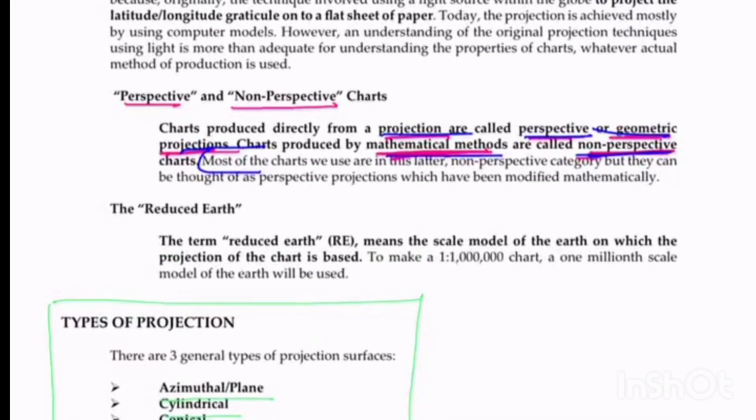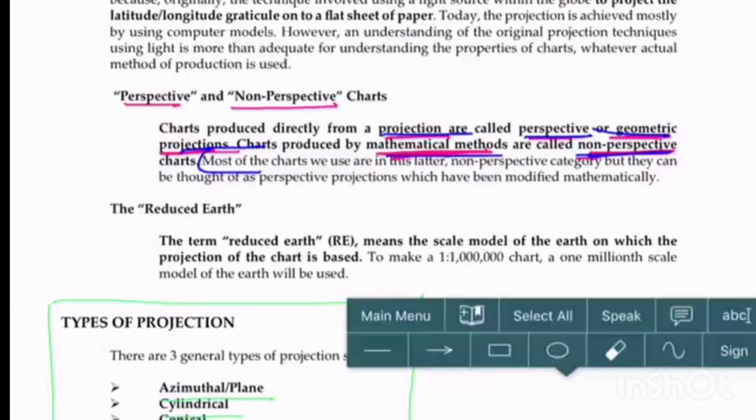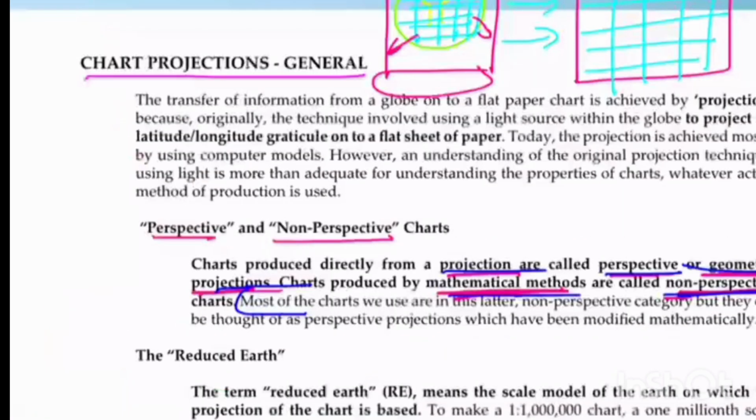Perspective and non-perspective charts. Charts produced directly from a projection are called perspective or geometric projections. Charts produced by mathematical methods are called non-perspective charts. Most of the charts we use are in the latter. So there are two types of chart: one is perspective, another is non-perspective. What does perspective mean?